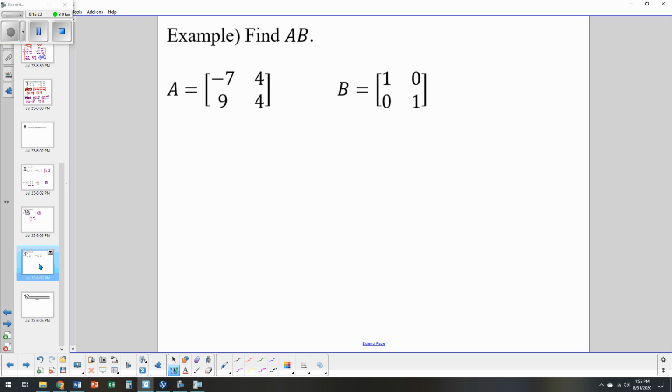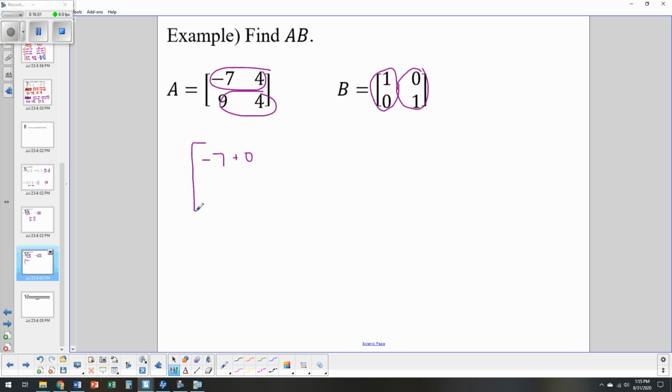This one's a little different now. This has a different name, right? And we'll talk about what that name is after we're done. So we're going to find the product A times B now, and I'm going to multiply these rows by these columns. So I know that my answer is going to have negative 7 times 1, which is negative 7, plus 4 times 0, so that's 0.